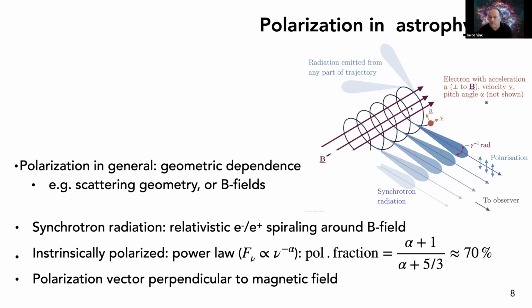Now, it's intrinsically polarized. It's not completely polarized. And actually, if you have a power law distribution for your electrons, your polarization fraction depends on the power law slope alpha, which is the radio power law slope. And for radio emission, where alpha is typically 0.5, 0.6, the maximum polarization that you can get out of synchrotron radiation is 70%.